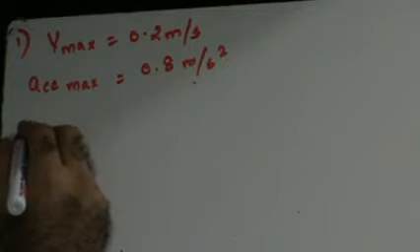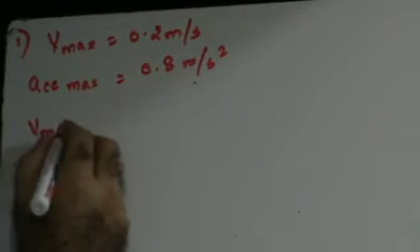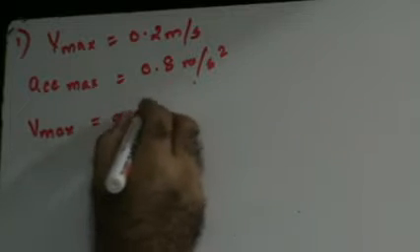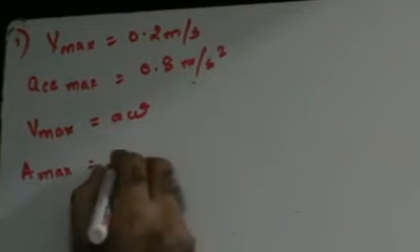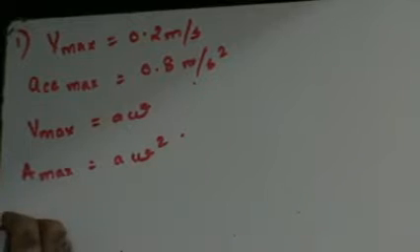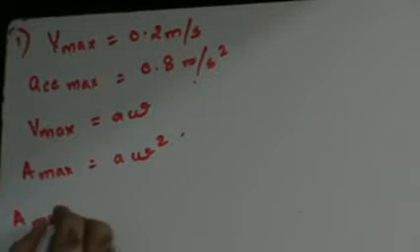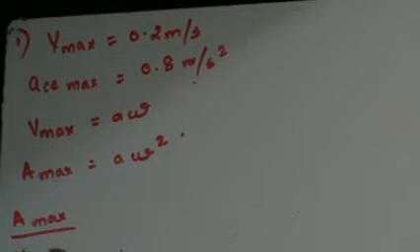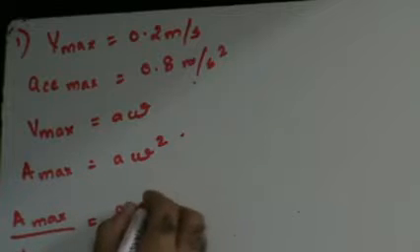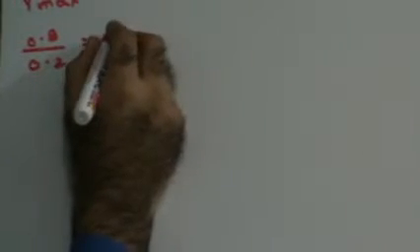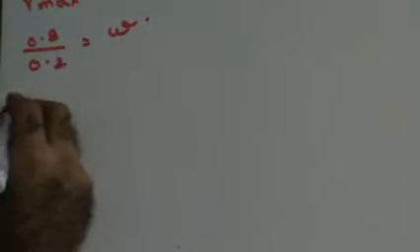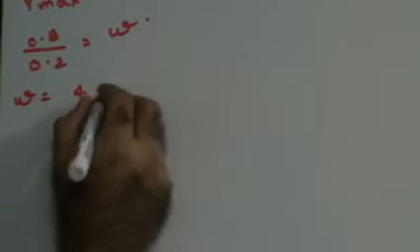Now guys, I can say that V max we know is A omega. Acceleration max is nothing but A omega square. Divide the two equations, I can say A max upon V max is nothing but A omega square upon A omega. Therefore, 0.8 upon 0.2 is nothing but omega. So I'll get omega is 4 radians per second.